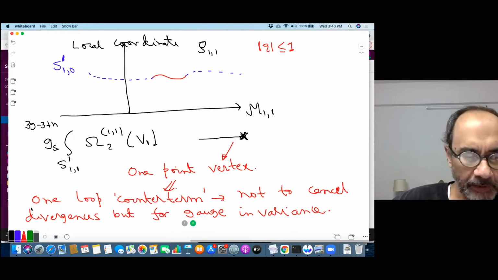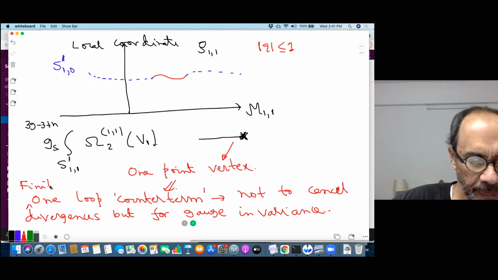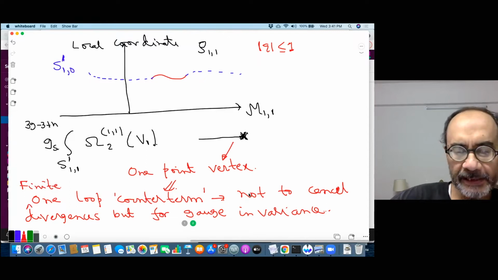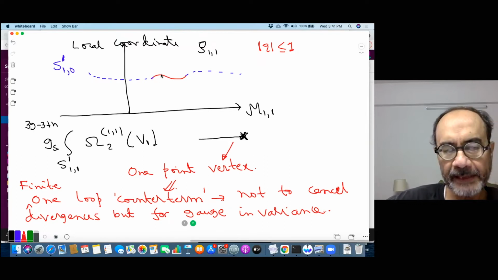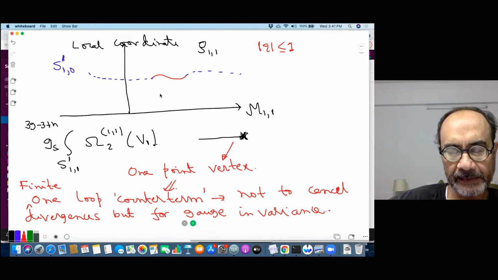So this is a finite counter term. So let me write this explicitly, a finite one loop counter term. And the way we see that this is needed for gauge invariance, at least from the practical way, is that we have seen that if you want to, for example, show decoupling of pure gauge states, you get a total derivative on this section.